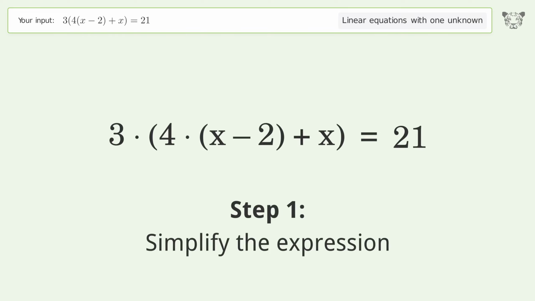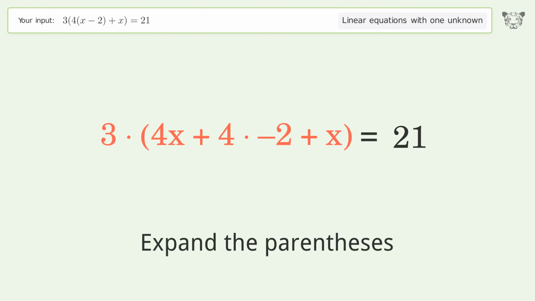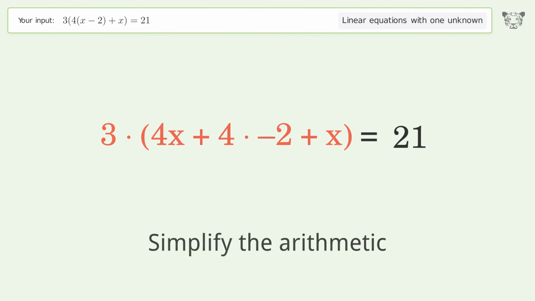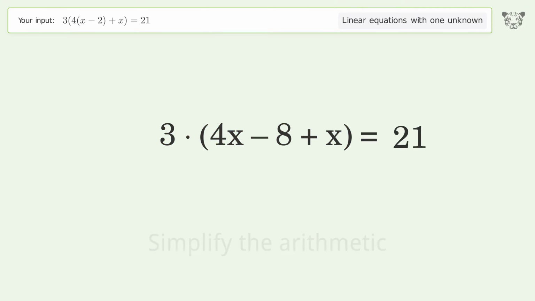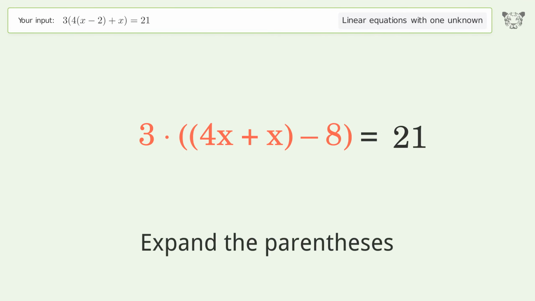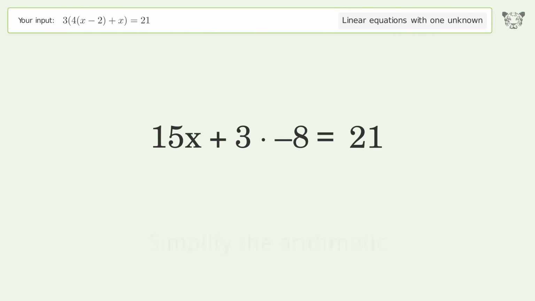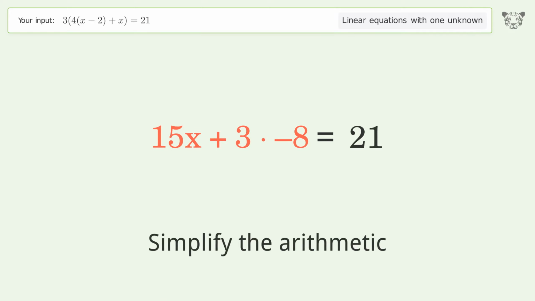Simplify the expression. Expand the parentheses. Simplify the arithmetic. Group like terms. Expand the parentheses. Multiply the coefficients. Simplify the arithmetic.